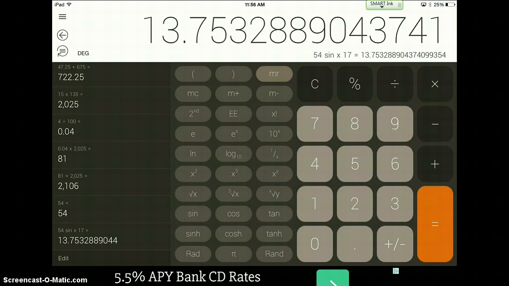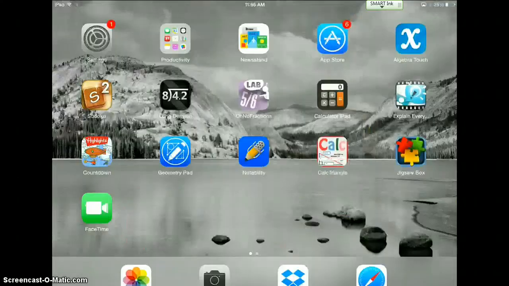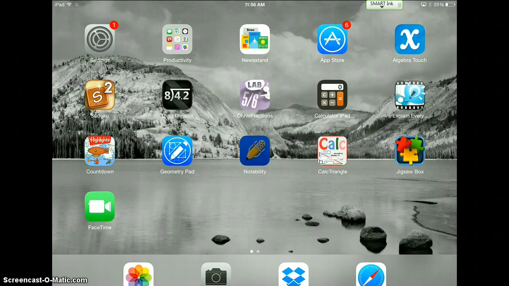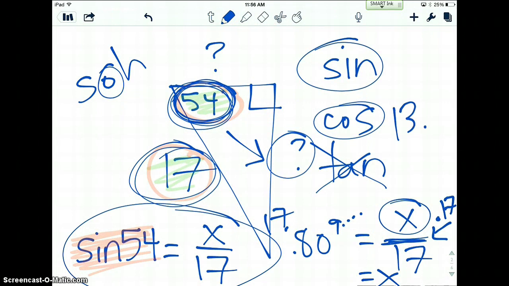And I'm at my side length of 13.75, which if I round it to the tenth, would be 13.8. Okay? Whoa, that was amazing.